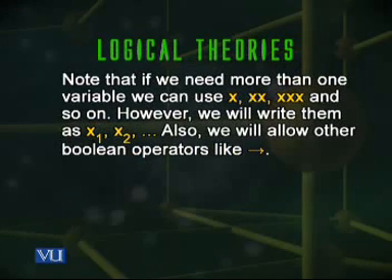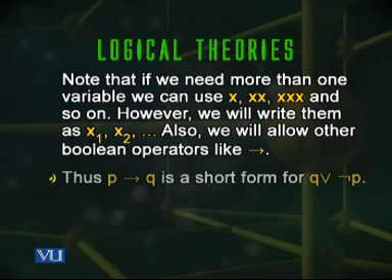Note that if we need more than one variable, we can use x for the first variable, xx for the second variable, xxx for the third variable, and so on. However, we will write them as x1, x2, and so on because it's less cumbersome. We will also allow some other Boolean operators like implication. Thus, P implies Q is actually a short form for writing Q or not P. So, as you know, and, or, and not are Boolean operators from which you can also get all the other operators.